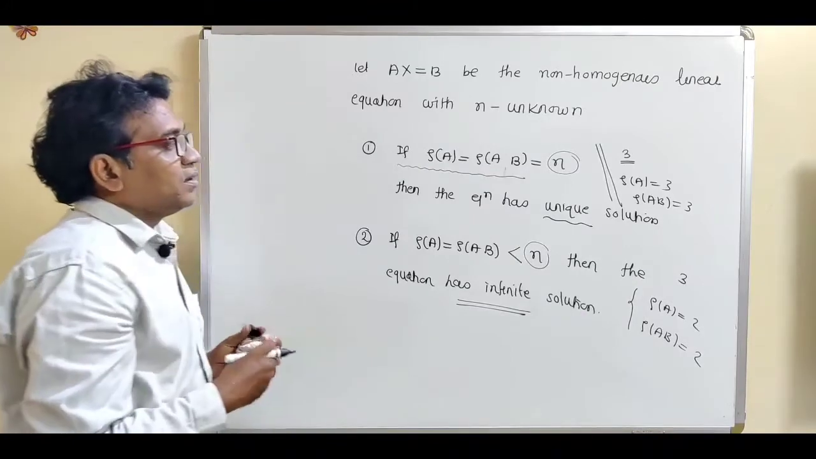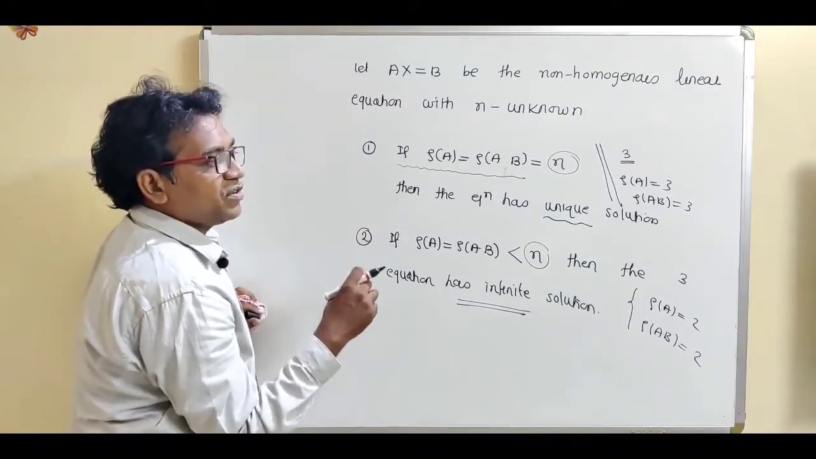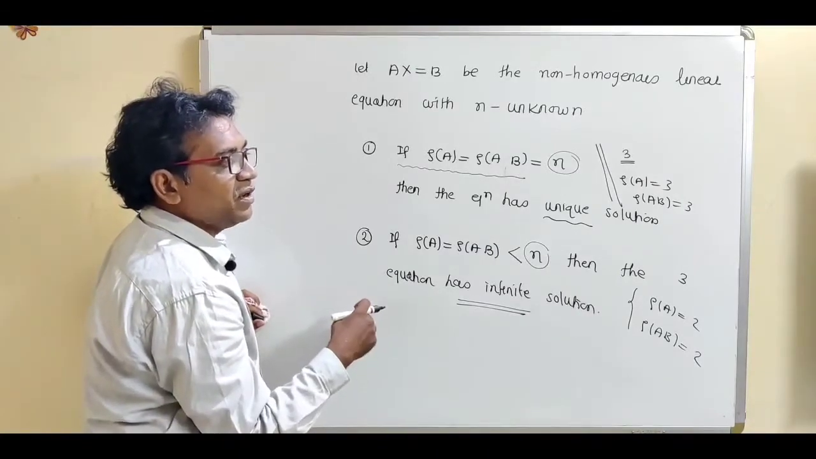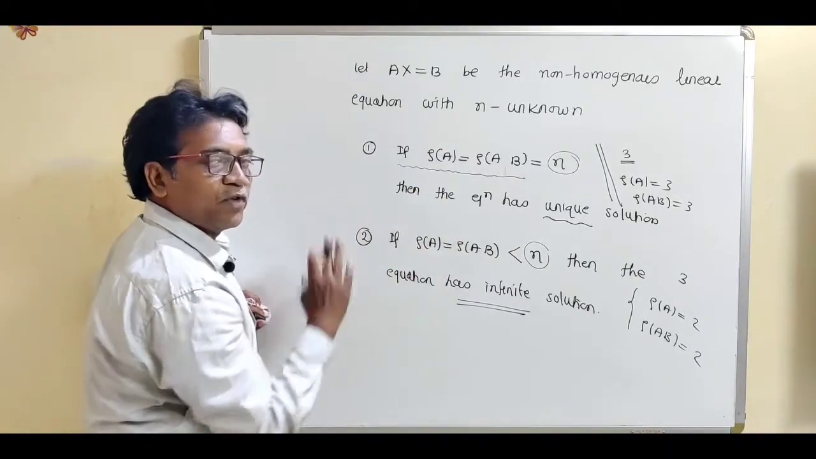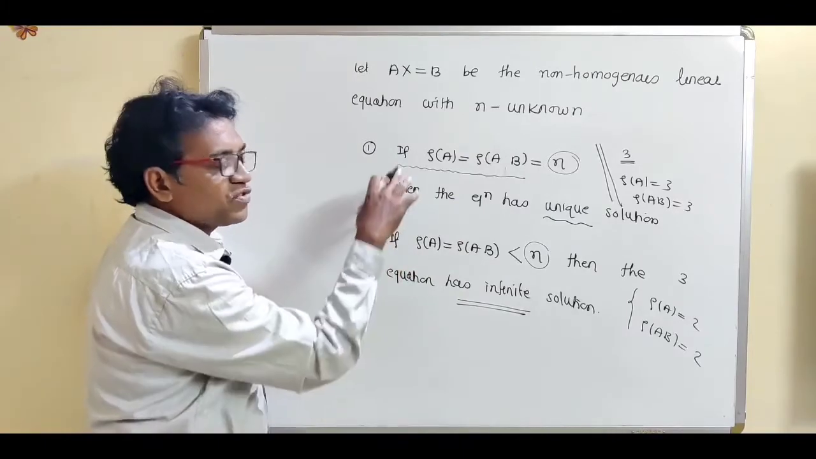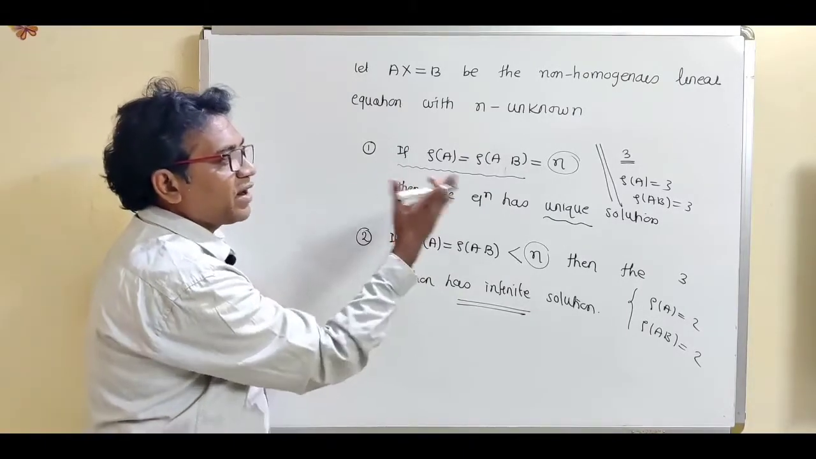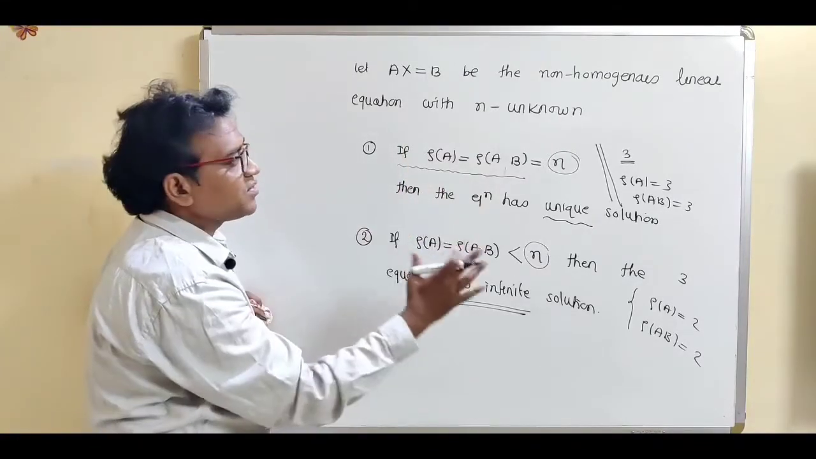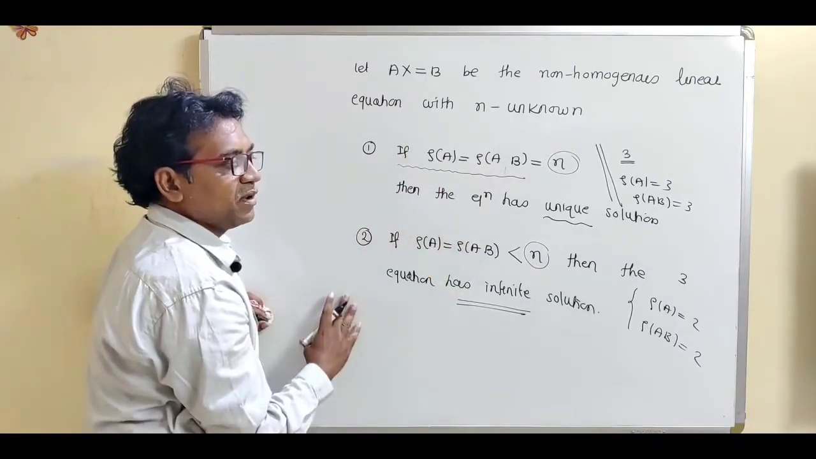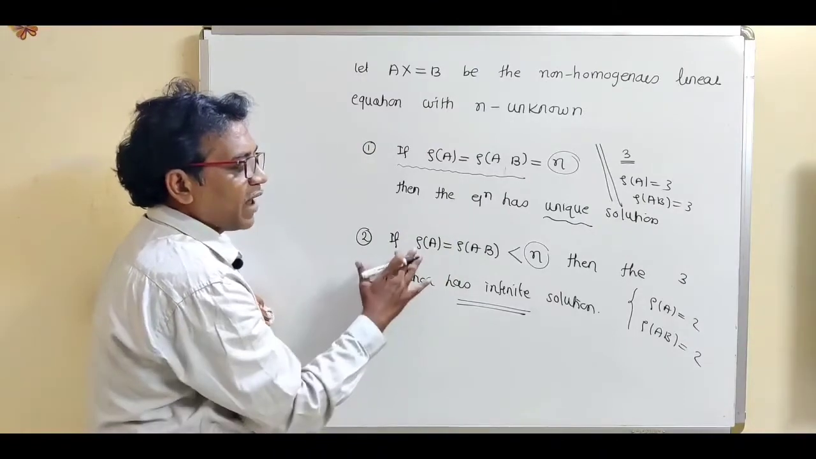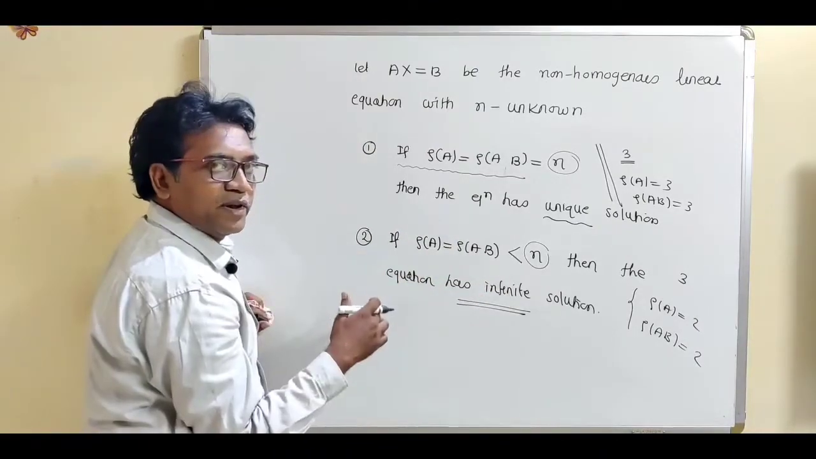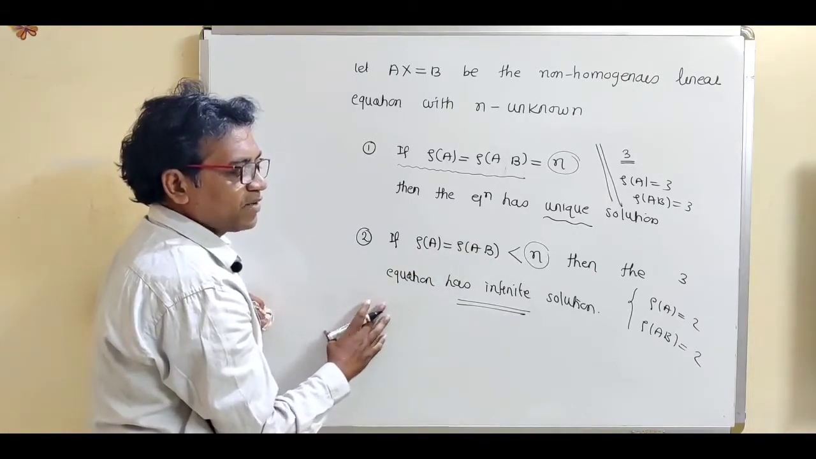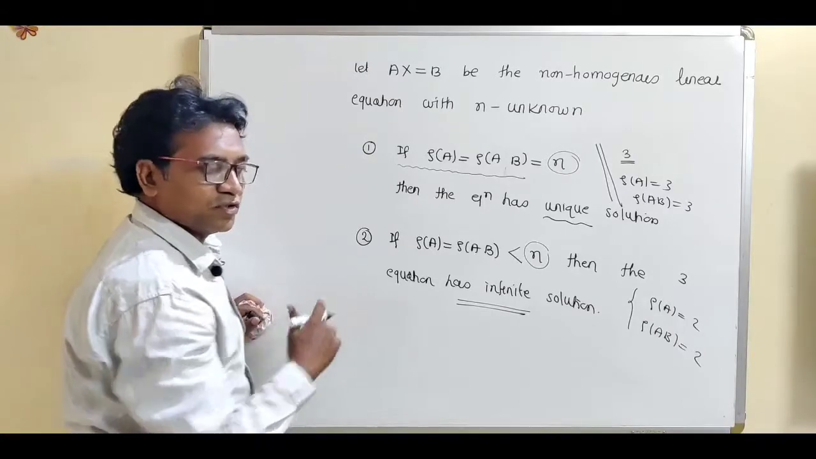So how to find the solution of the linear equation? It depends upon the number of unknowns. There are two statements. If rank of A and rank of AB are both equal, and it is equal to the number of unknowns, then the system has a unique solution. And what is the second case? If rank of A and rank of AB are both equal, and that is less than the number of unknowns, then the system has infinitely many solutions.